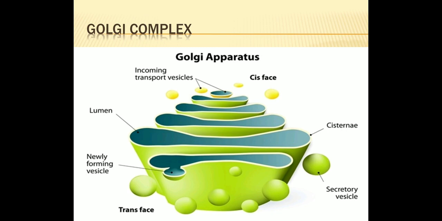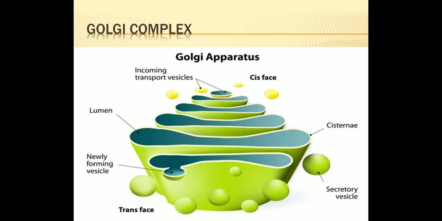Transport vesicles that pinch off from the transitional endoplasmic reticulum merge with the cis phase of the Golgi cisterna. That means whatever transport vesicles are released from the endoplasmic reticulum now merge with the cis phase, that is the forming phase of the Golgi cisterna, and whatever contents are present enter into the lumen. This explains why Golgi bodies are usually located near the endoplasmic reticulum.